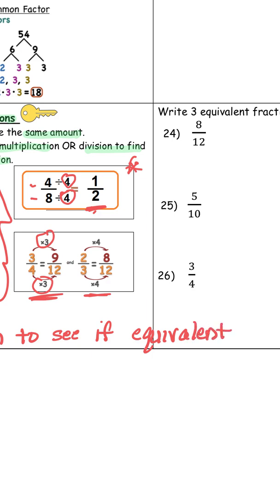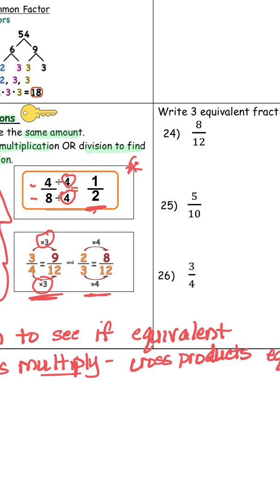So you cross multiply. Here are the steps, and I'll be checking to see if you have this in your workbook. When you cross multiply, if the cross products are equal, write this down, cross products are equal, then you know that the fractions are equivalent.